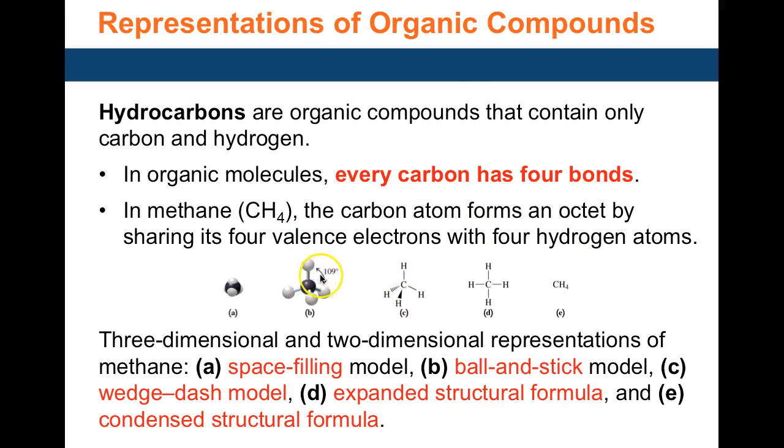Or if you want to represent a 3D version on paper, kind of like the ball and stick model, then you can try this. Those two bonds which are in the plane of the paper are represented with lines, and the bond that is coming out of the plane of the paper is represented with this wedge, and then the bond that is behind the carbon, going into the paper, so to speak, is represented with a dashed line. So that's called the wedge dash model.